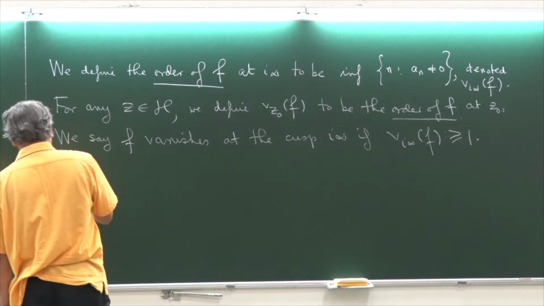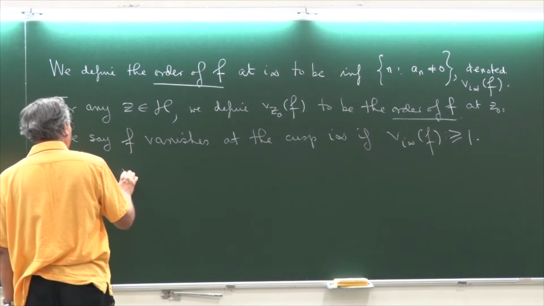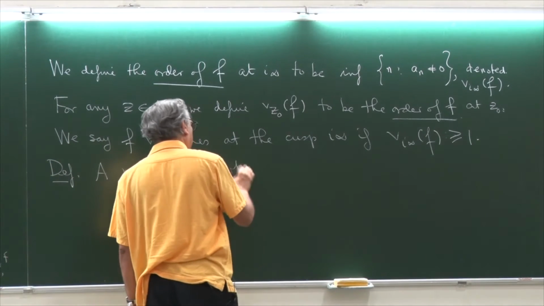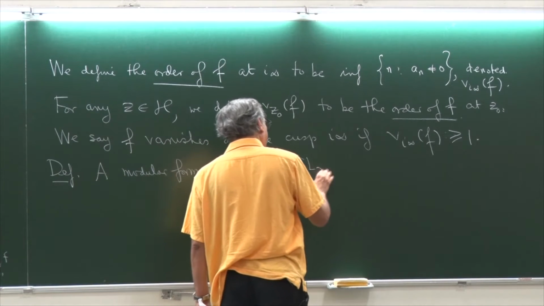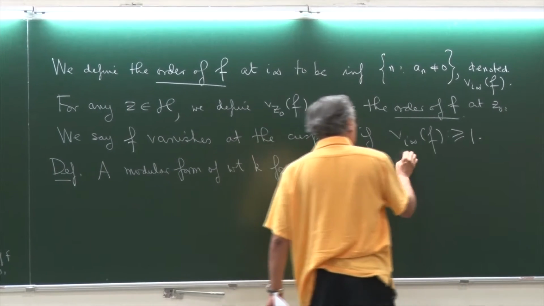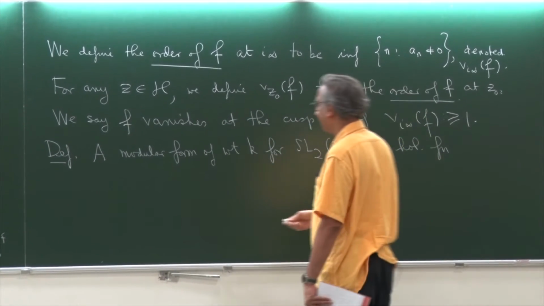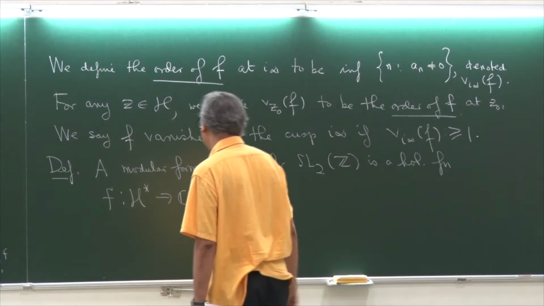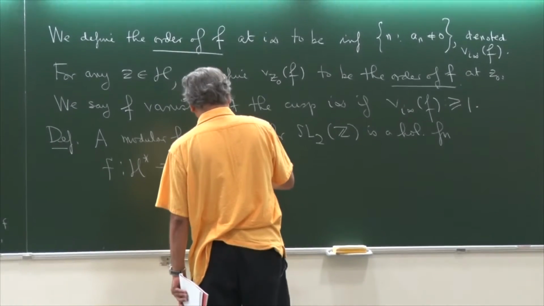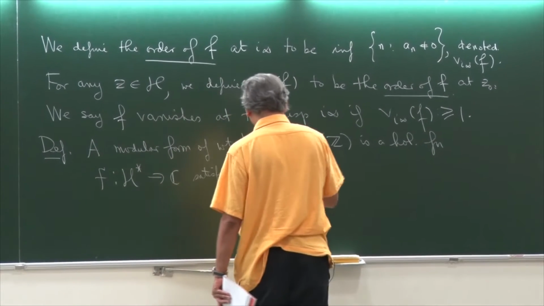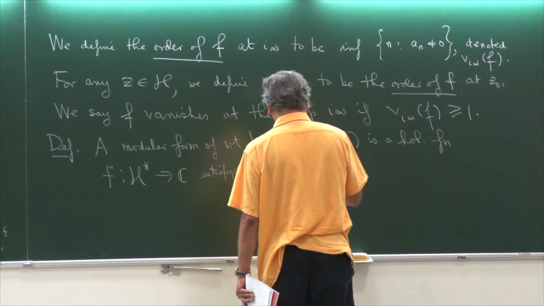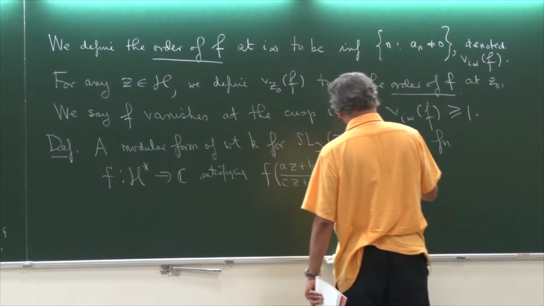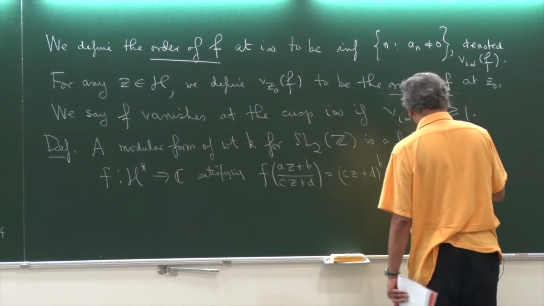So the formal definition then is: a modular form of weight k for SL2Z is a holomorphic function f on the extended upper half plane, which is complex valued, satisfying f of (az plus b) over (cz plus d) equals (cz plus d) to the k times f of z, for all a, b, c, d.